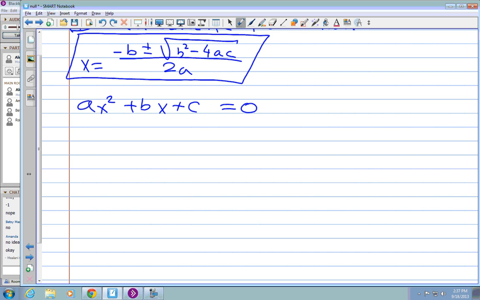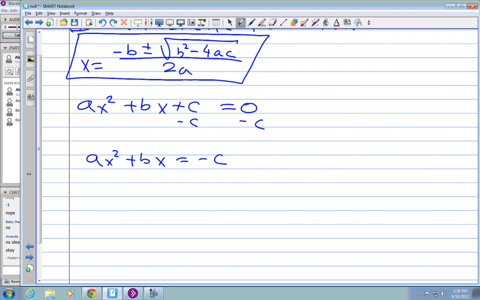So in that little list of steps for solving equations by completing the square, what was the first thing we had to do? Yeah, variables on one side, constant on the other side. So subtract c from both sides, right? We get ax squared plus bx equals negative c. So that was the first step.